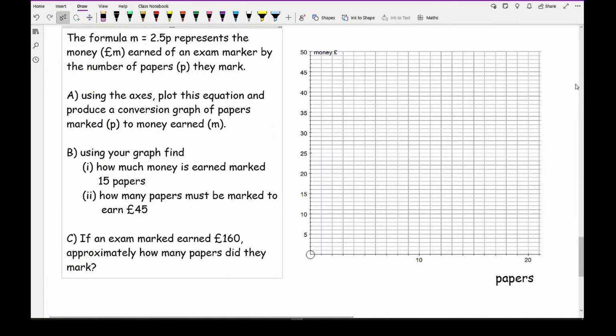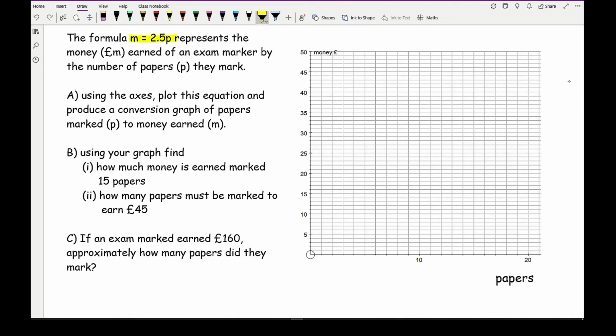So let's have a look at our second exam style question. In this question it says that the formula m equals 2.5p represents the money in pounds earned from an exam marker by the number of papers they mark. So let's just highlight this formula because I'm going to guess I'm going to be needing that.